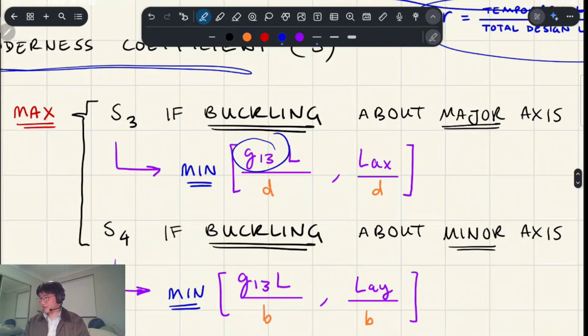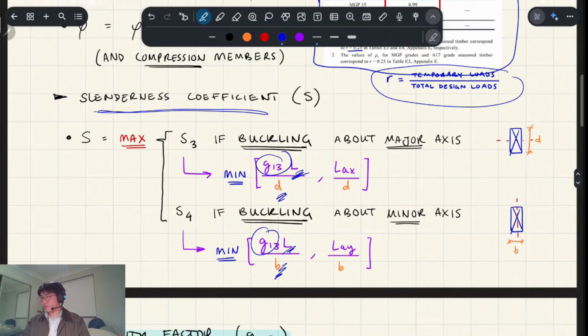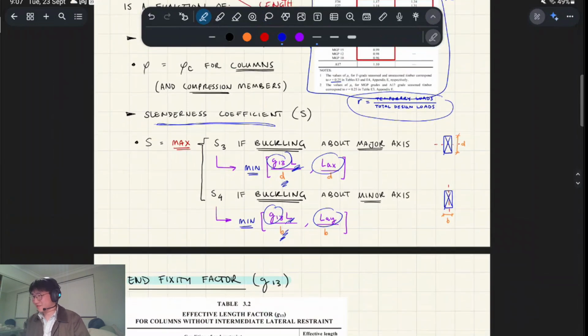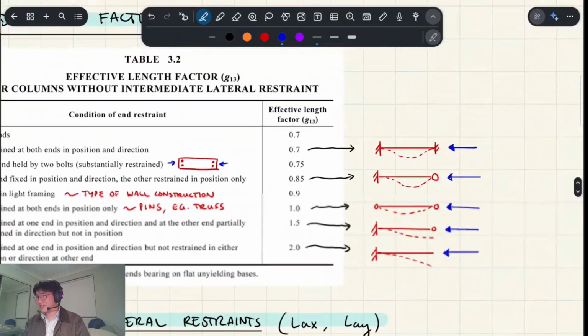Which is G13. So I'll tell you what that is. There's the length to depth ratio and length to width ratio, depending on major and minor axis, so D and B, corresponding to depth and width. And L AX and L AY are to do with intermediate restraints. So if I had this bit of timber, which is ruler shaped, and I'm grabbing it in the middle, you know what? I've got a better explanation for this later. I'll just show you in the picture. I was trying to explain intermediate restraints, but I'm getting ahead of myself.